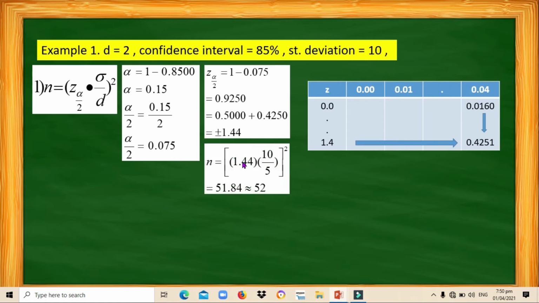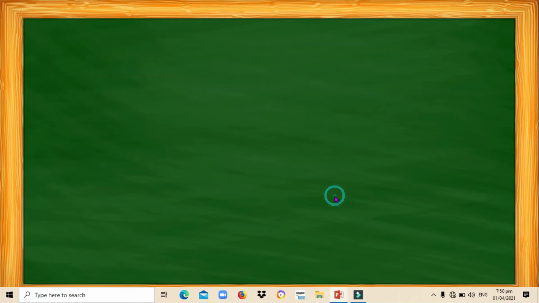Okay, we substitute to the formula. So z sub alpha over 2, 1.44 times 10 over 5, then squared. By using the calculator, the answer is 51.84, and approximately that is 52.